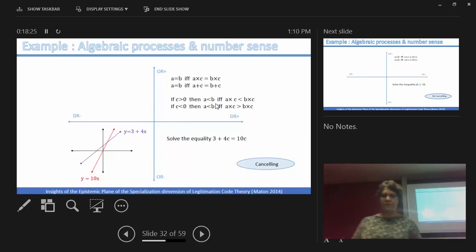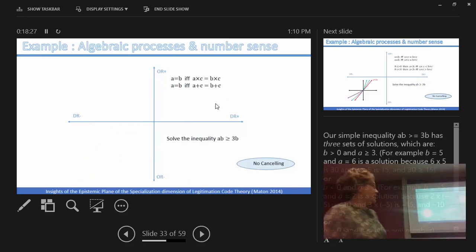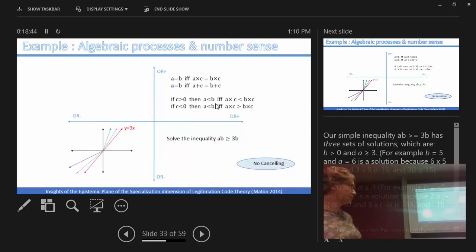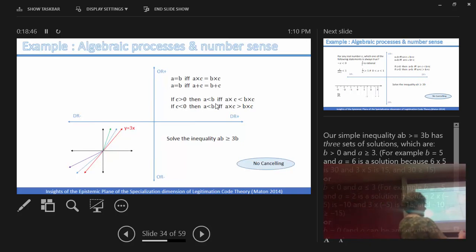Stuff changes. So that means if you give them an example like solve this inequality, AB greater than or equal to 3B, they might really only remember those properties of equality and then just try to cancel and wonder why they've lost some of the solutions. So they really need to remember to follow cases.